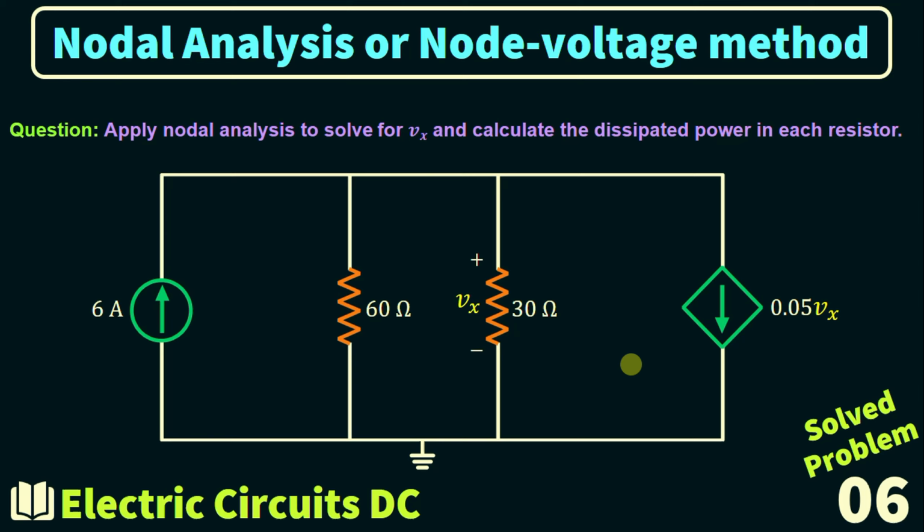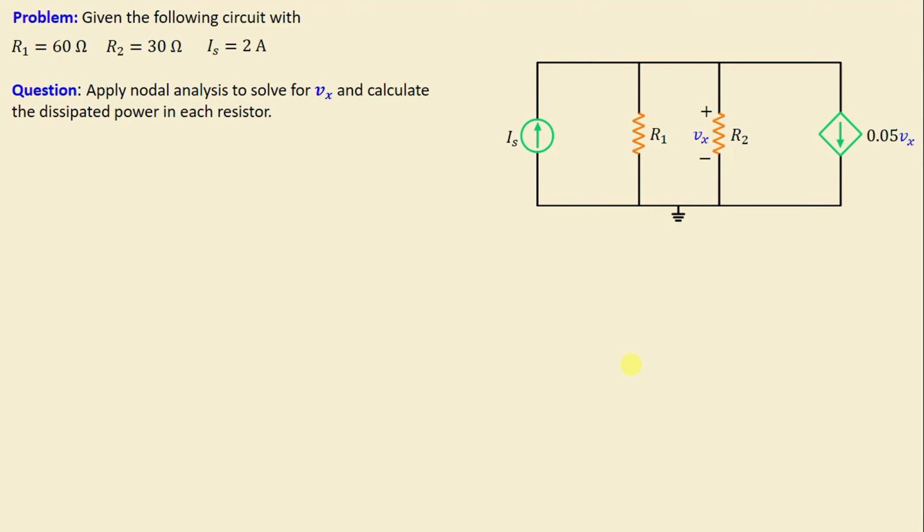Solve the problem number 6. Let's consider this network consisting of two resistors labeled R1 and R2, as well as one independent current source IS. Additionally, we can observe a dependent source, specifically a voltage controlled current source.